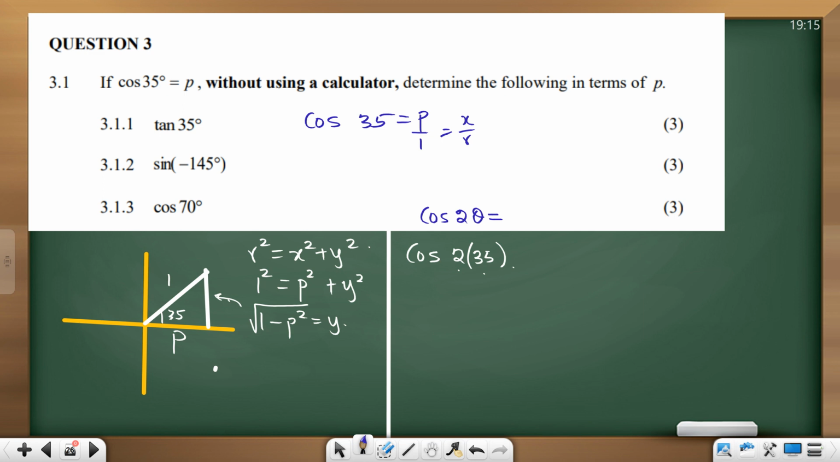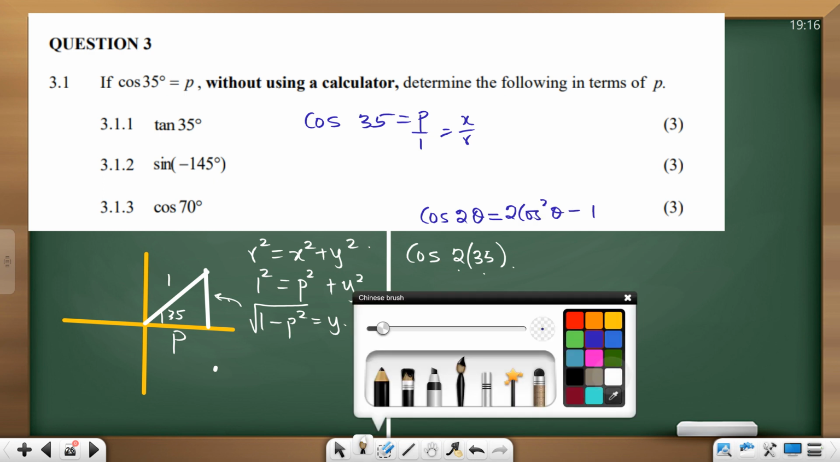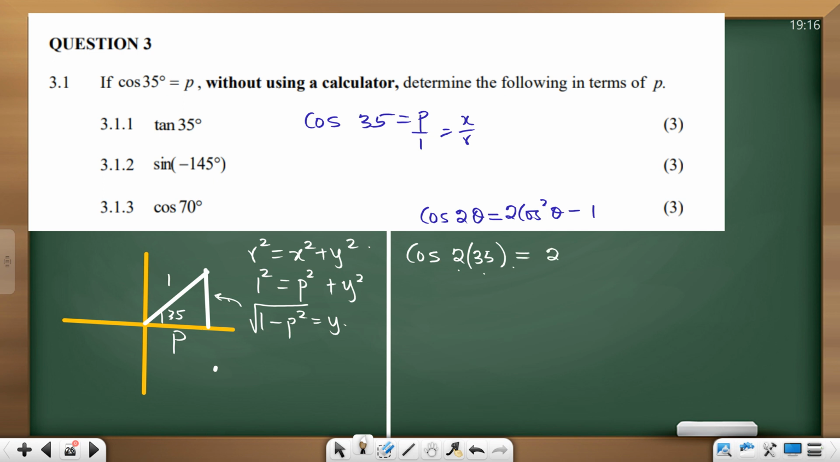There are 3 of them. Whichever one. I'm confused which one I want to use. Cos 2 theta is 2 cos squared theta minus 1. That's the easiest one for me now. 2 cos squared 35. What is cos 35? P. 3 marks done.